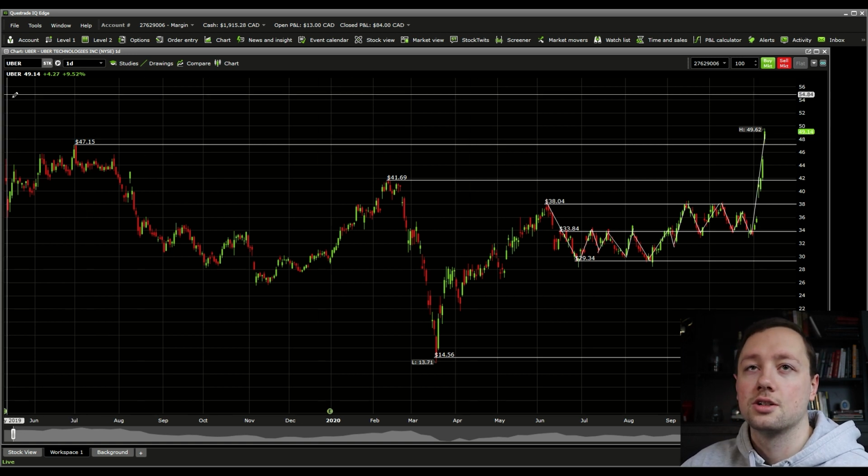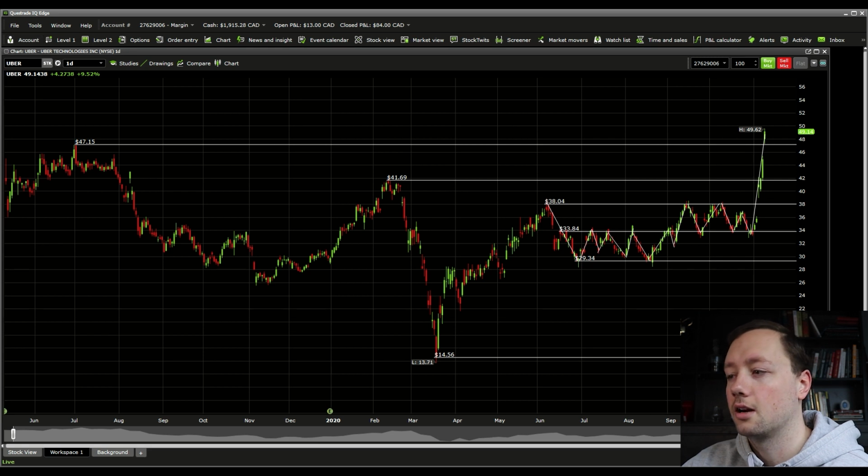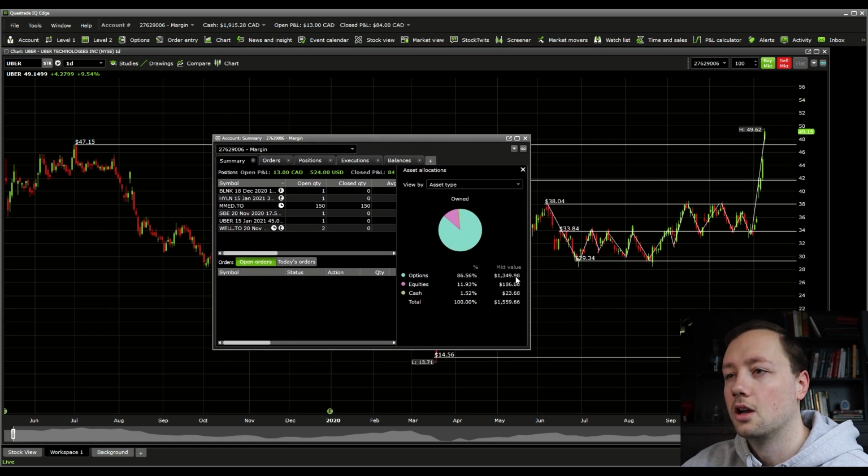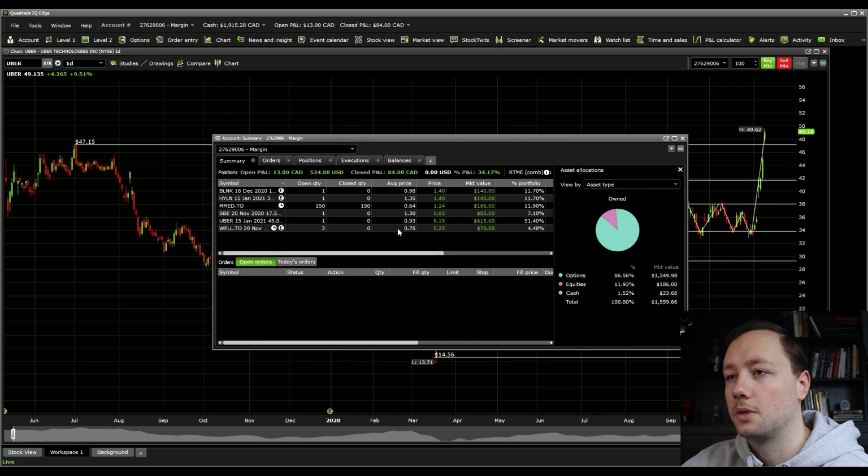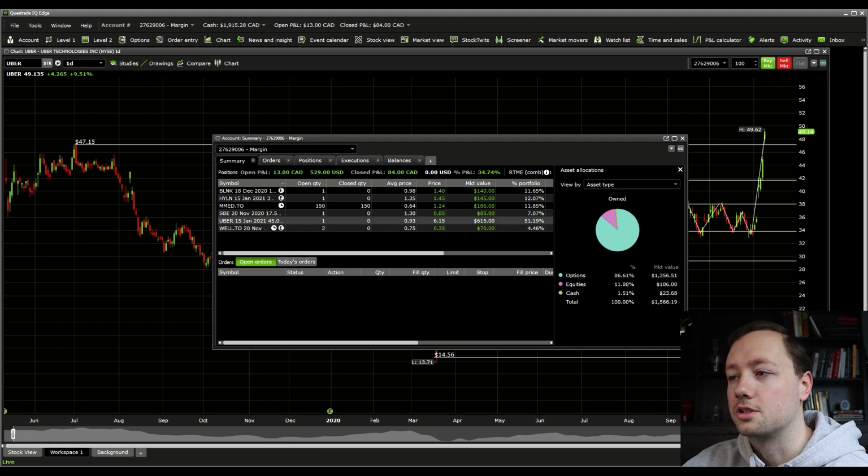Okay, so to sell your shares is super simple. All you have to do is pull up your account. It kind of pops up in this little corner here, and it's really simple. So this is all of my holdings right now. As you can see, it's $1,500, just under $1,600. And to get out of my Uber position, all I have to do is double click on that.